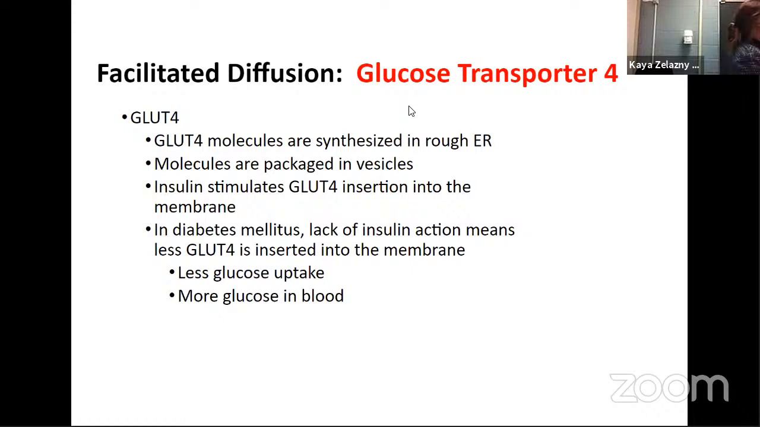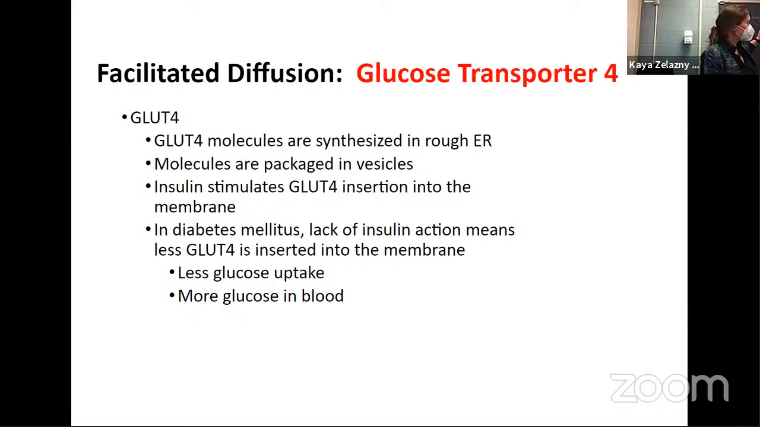So an example of facilitated diffusion that's important in physiology, glucose is important. We've talked about metabolism, right? We know we need glucose in order to make ATP. So we have this transporter called glucose transporter 4, or GLUT4. And GLUT4 is how we're going to be able to get glucose into our cells. So those GLUT4 molecules, those proteins, those transporters, they get made somewhere, specifically in this case, in the rough endoplasmic reticulum. They get packaged into vesicles, which are just like little bags, right, that your cell uses to shuttle stuff around.